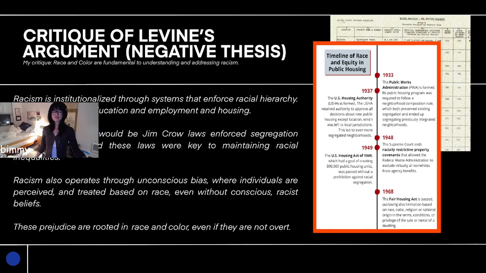And racism also operates through unconscious bias, where individuals are perceived and treated based on race, even without conscious racist beliefs. These prejudices are rooted in race and color, even if they are not overt. An example of this second claim would be law enforcement, and we all know who police like to pull over. We all know the favorite race police like to pull over.